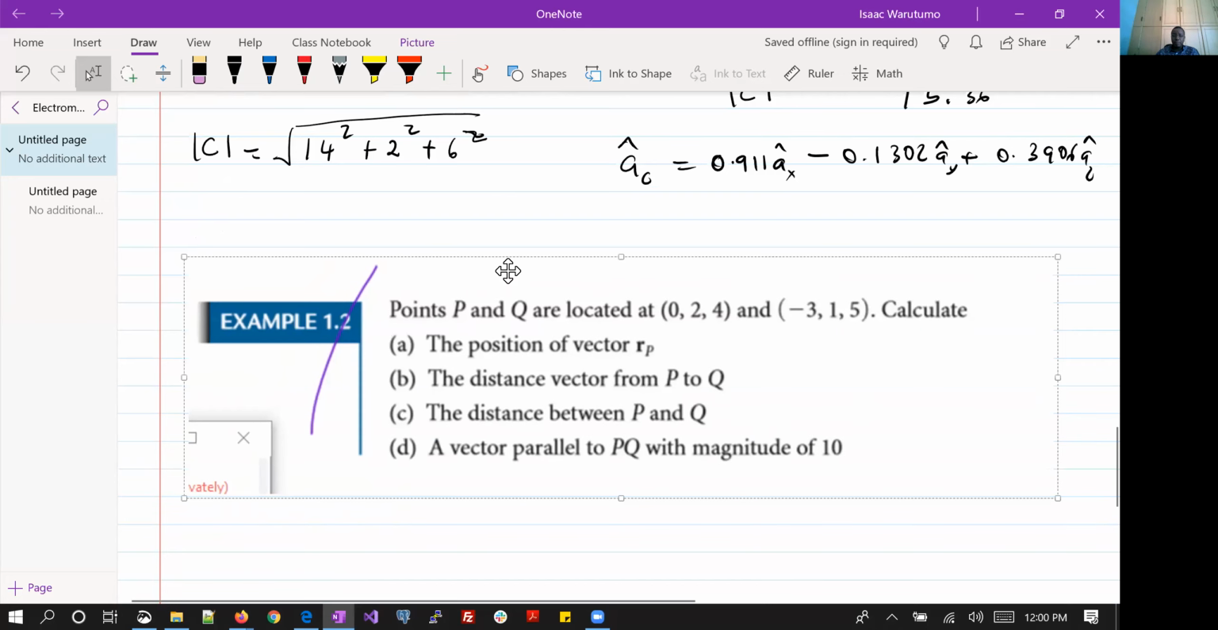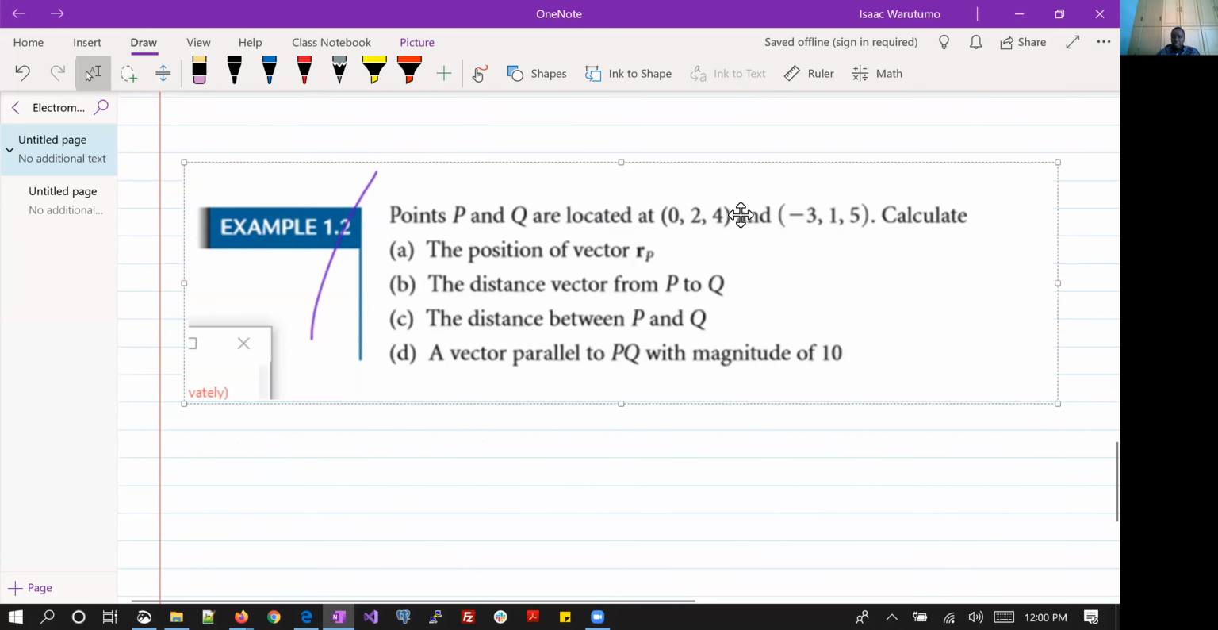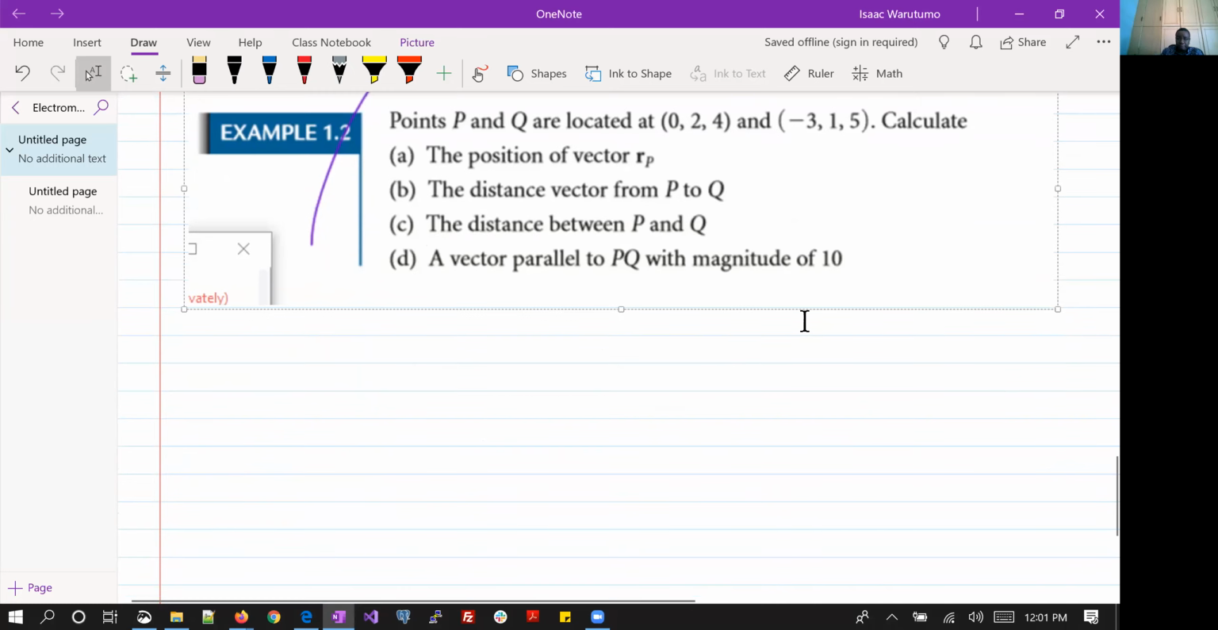That says that points P and Q are located at that point and that point respectively. Calculate the position vector RP. So the first question is to calculate the position vector RP. Is it the position of vector RP? I think we should not have the "of". It should be simply calculate position vector RP. That is the correct question.